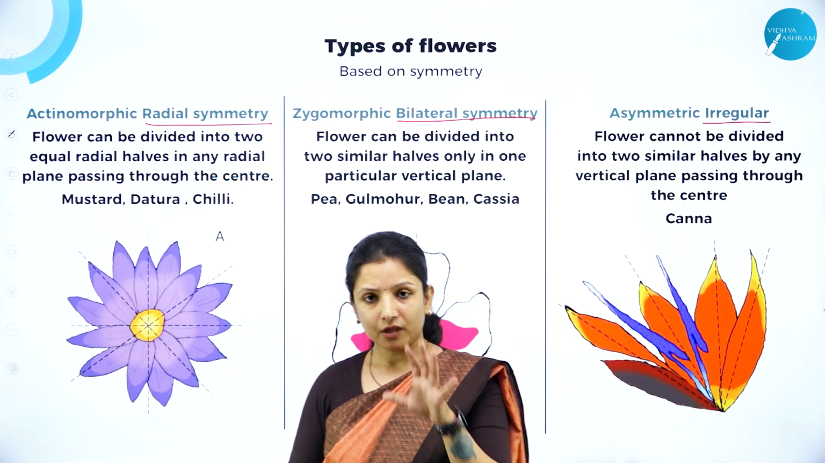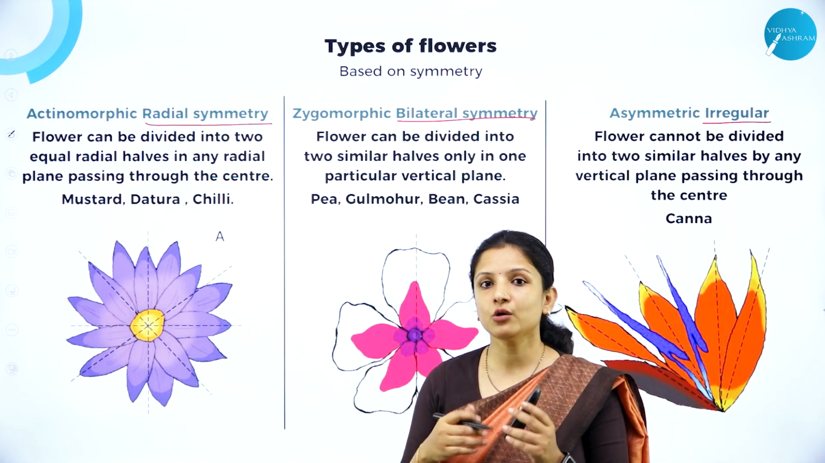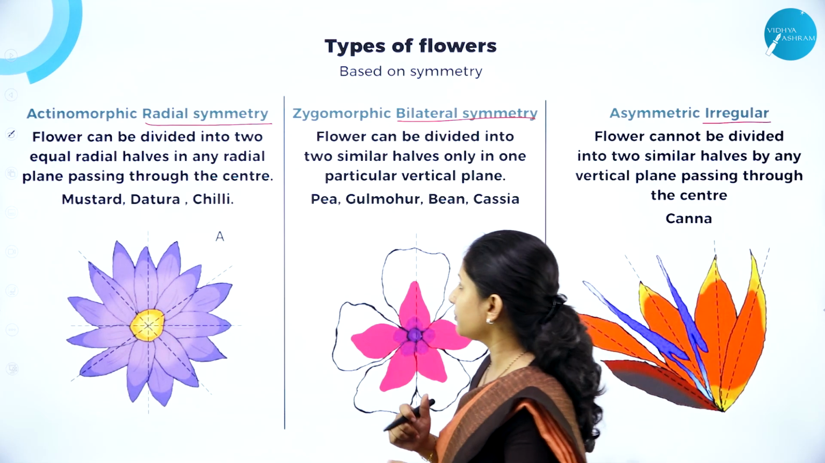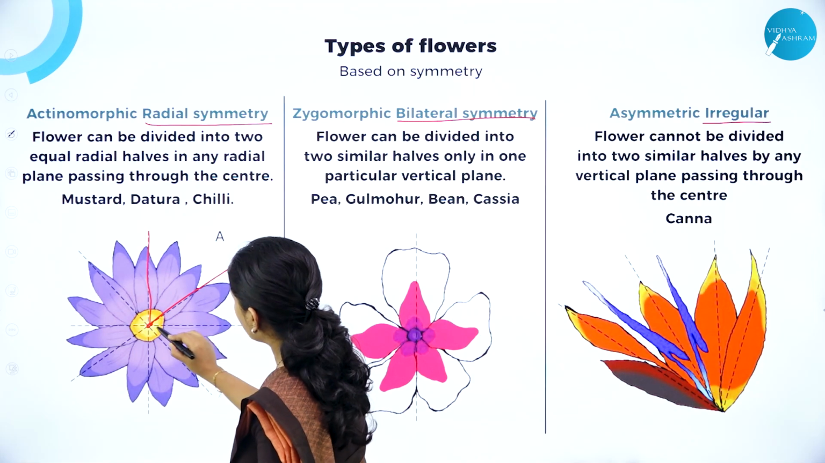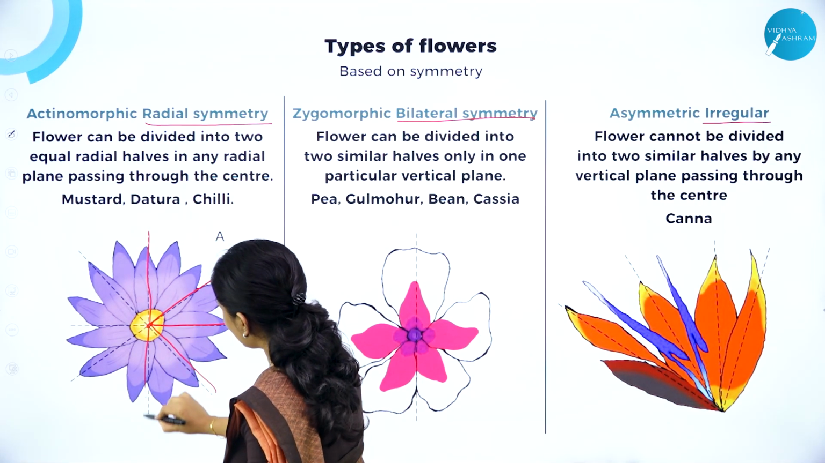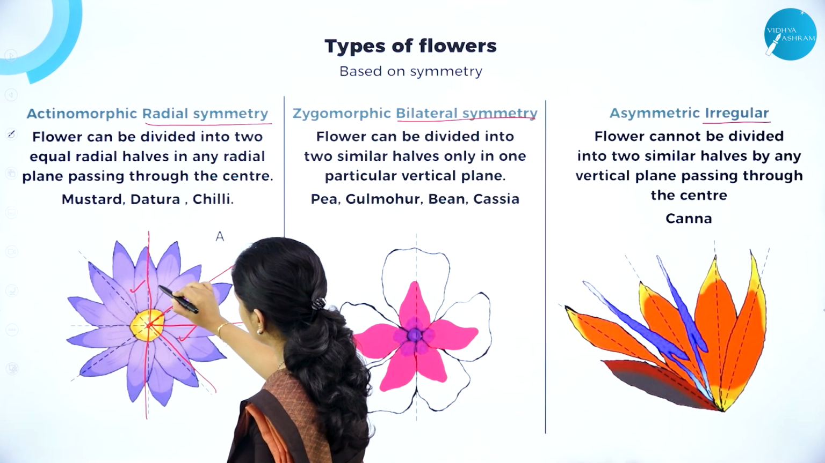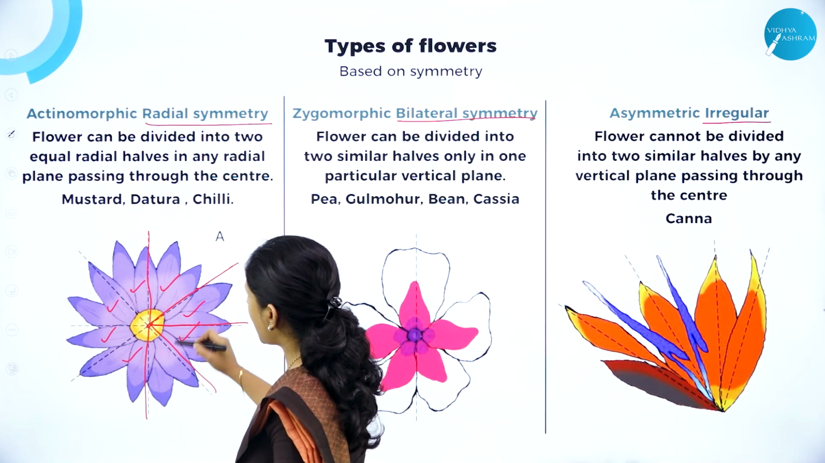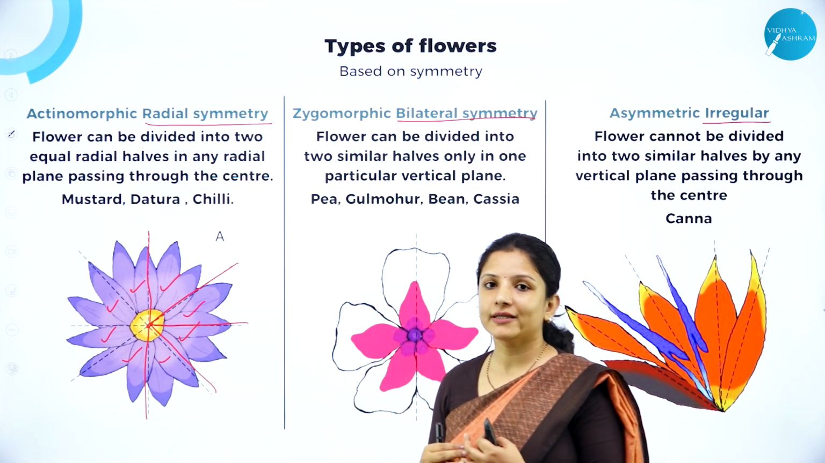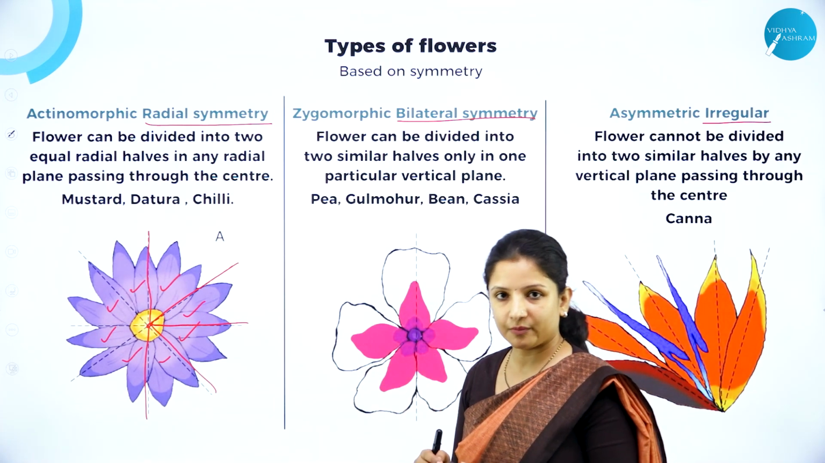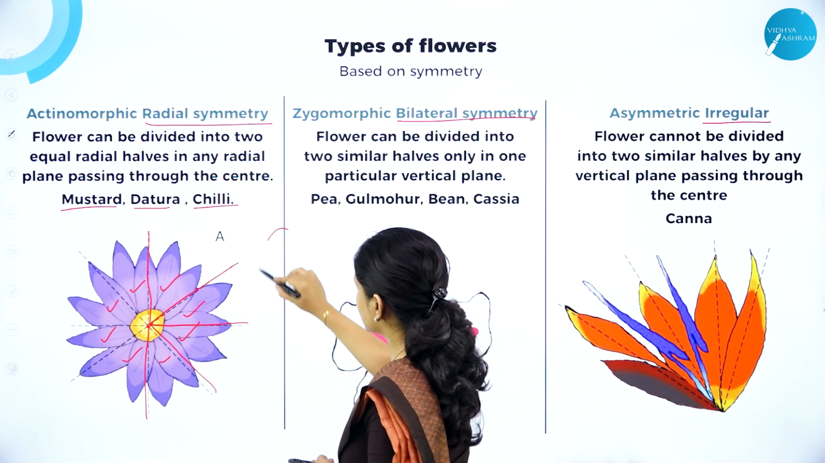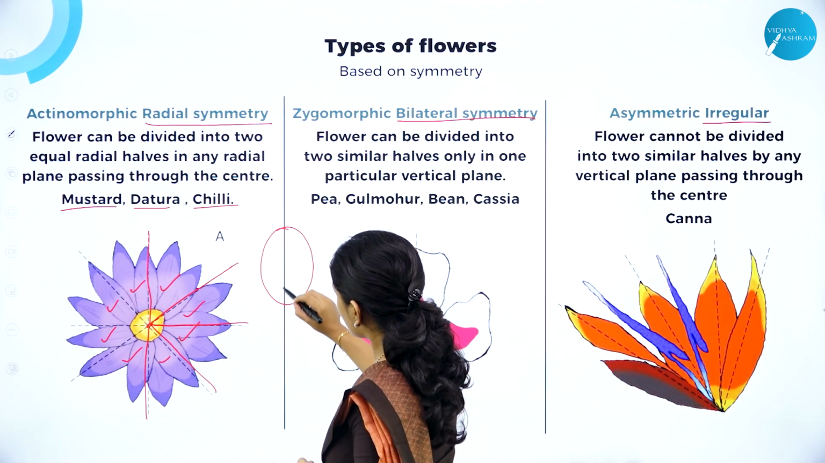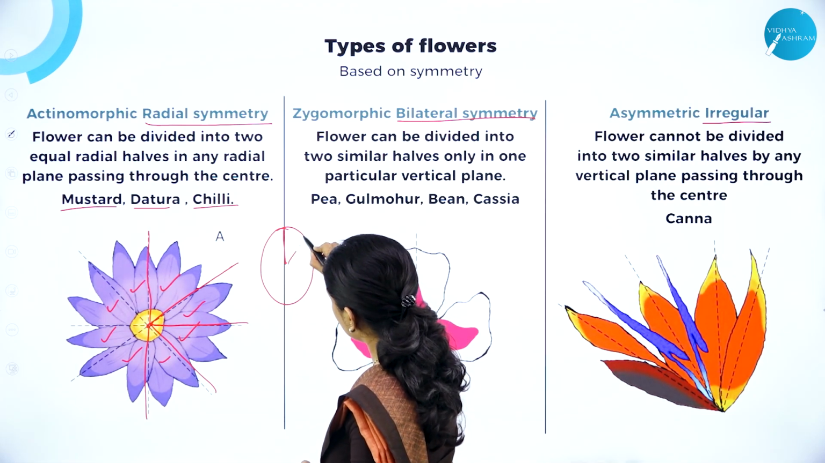Actinomorphic. Here, you can divide the flowers into equal halves when you draw a line from the center point. So say for example, here from the center, we draw a line like how you cut a cake. So exactly this half is similar to this one, to this. So each half is similar to one another. That is called as radial symmetry. So radial symmetry can be found in mustard flowers, in datura flowers and in chili flowers. It is like this. So we have a flower wherein from the center you draw lines. Each half will look exactly similar to the other half.